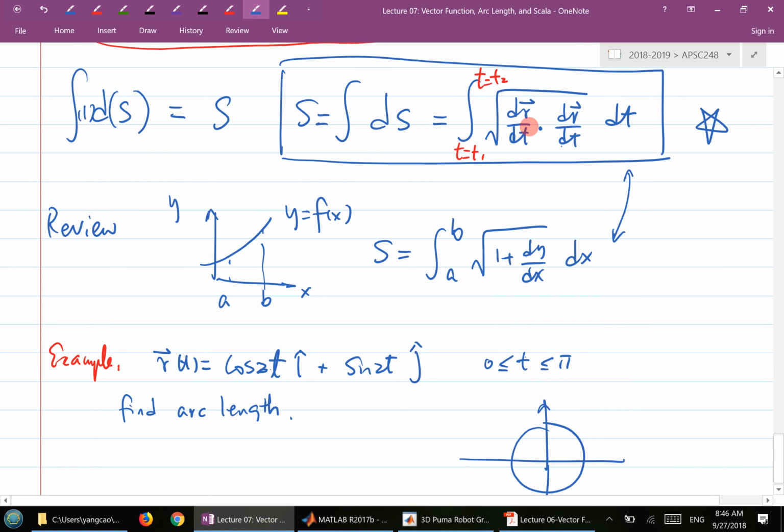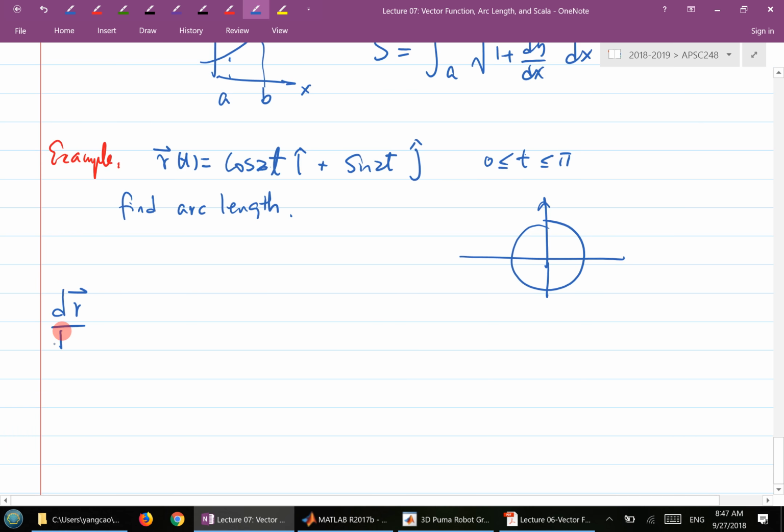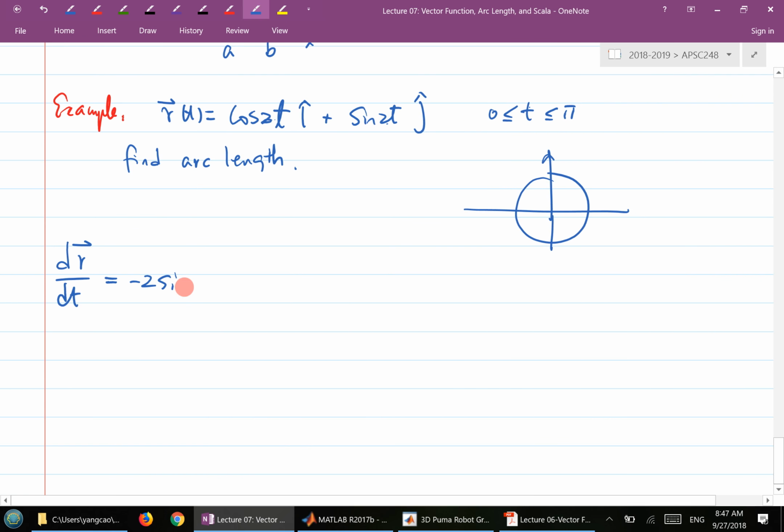This formula involves dr over dt, so we need to calculate the derivative dr over dt first. You have a 2D curve, so you save yourself the z over t, of course. The derivative dr over dt basically means the derivative of each one of the components here. So that gives me negative 2 sine 2t, plus 2 cosine 2t for the derivative.